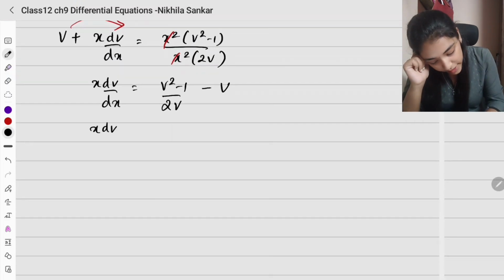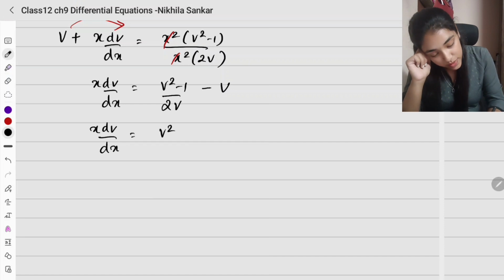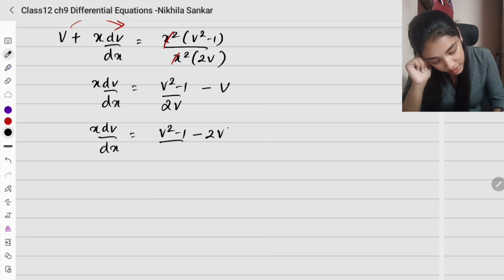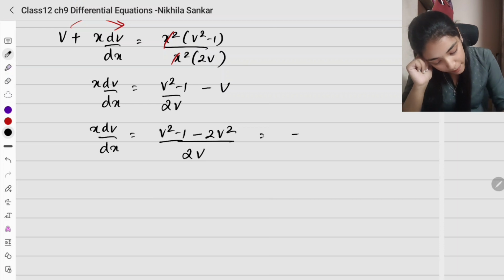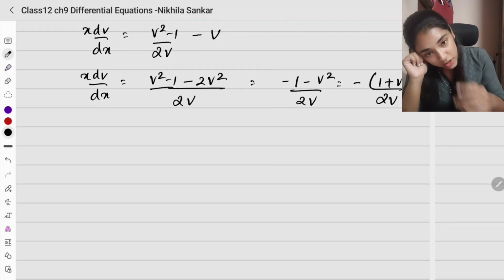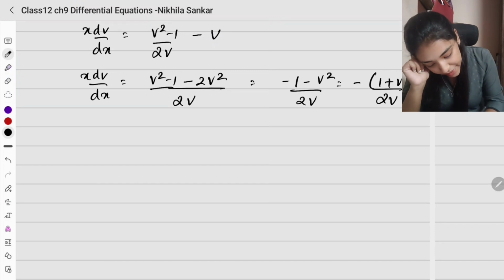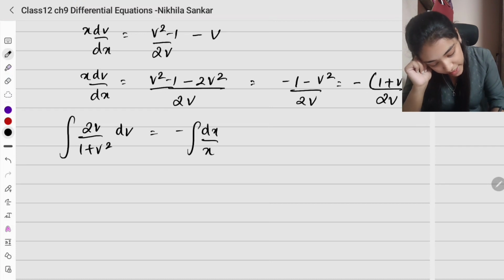Okay, shall we take the LCM? X dv by dx equals (v square minus 1 minus 2v square) the whole divided by 2v. Numerator becomes minus 1 minus v square divided by 2v. Taking minus common, 1 plus v square divided by 2v. Now taking v on one side and dx to the other side, I have 2v divided by (1 plus v square) times dv equals integral dx by x.